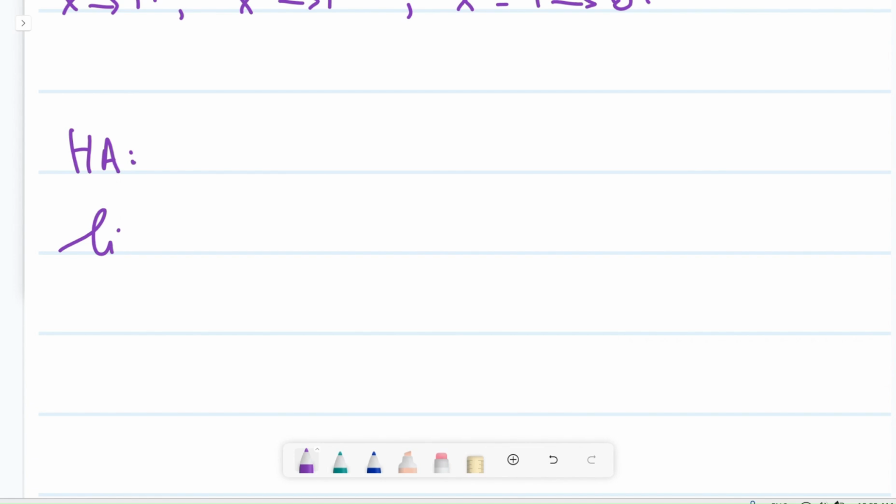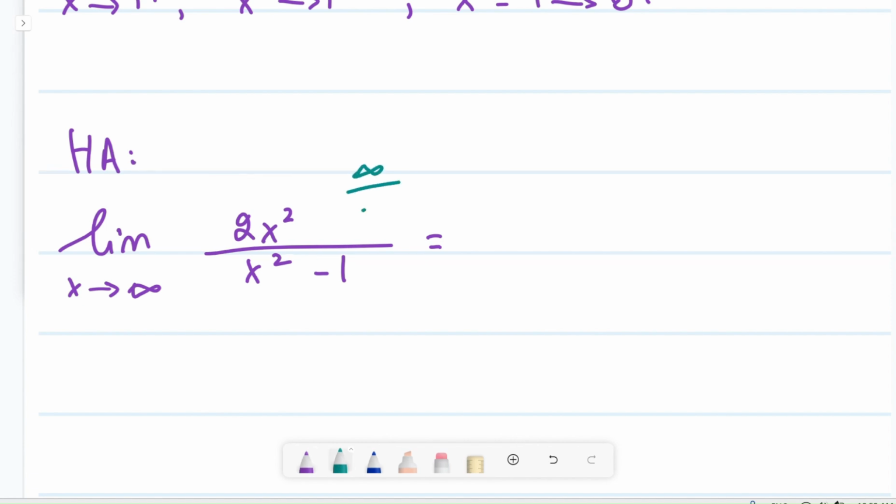So let's see how the graph behaves as we go to infinity. As we go to positive infinity, the limit of 2x squared divided by x squared minus 1 as x approaches infinity. So what happens now is we can plug in as usual. We will get in the numerator infinity and in the denominator as well infinity. So what this means is that we can now use L'Hopital's rule.